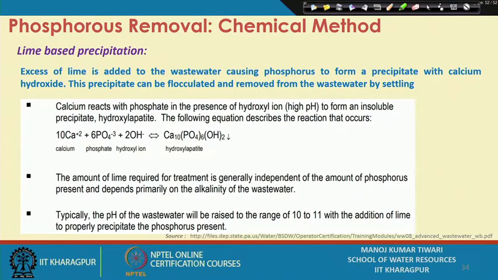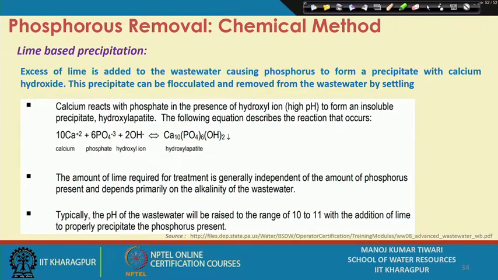So, then there are a couple of chemical approaches for phosphorus removal as well. The biological approach was the one that we discussed. Chemical approach is actually simple chemical precipitation. So, either lime based precipitation, okay, or alum based flocculation and precipitation is what is used.